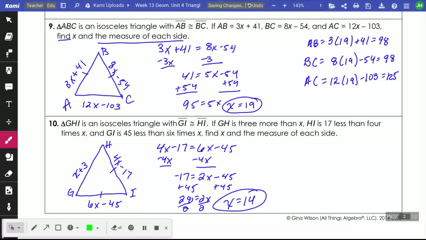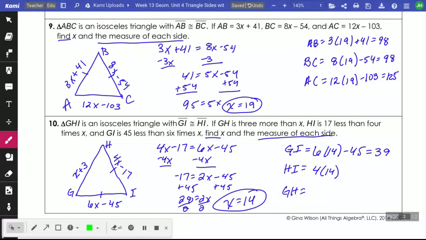I still then need to go find my other sides. So I will have GI, HI, and GH. Again, that's in the directions. Always read your directions carefully. All right, and GI would be plugging into the equation that we wrote. It's on the triangle. It's not one they gave us. 6 times 14 minus 45. Type that in your calculator or do some mental math, and you get 39. HI is 4 times 14 minus 17 is equal to 39, and that should be the case because GI and HI are the same. And then the last one could possibly be different, and it is X plus 3, so 14 plus 3, and I get 17.